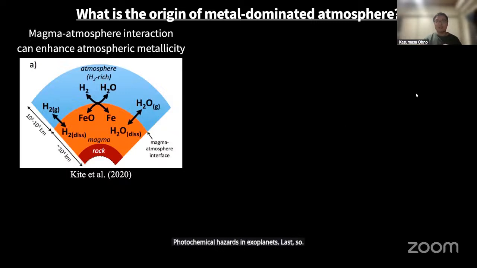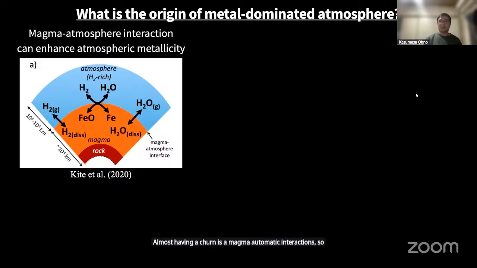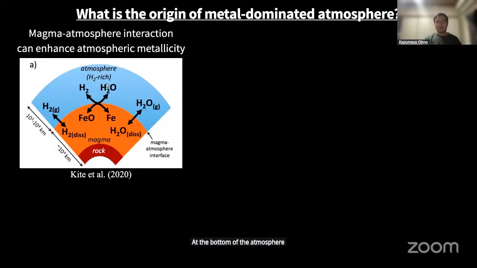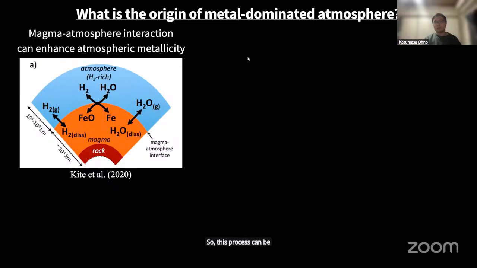Lastly, let me discuss what is the origin of such metal-dominated atmospheres. I think the recently popular hypothesis to explain the metal-rich atmospheres on sub-Neptunes is magma-atmosphere interactions. So if the magma is present at the bottom of the atmosphere, the magma can interact with the atmosphere to deposit some volatile molecules like H2O to enrich the envelope in water. So this process can be responsible for the high metallicity atmospheres for low mass planets.